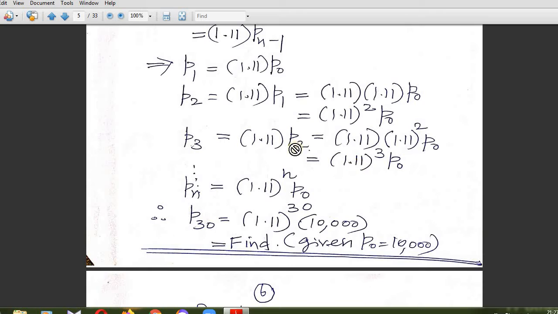If we go like that, then Pn would be equal to 1.11 to the power n into P0. P2 is 1.11 squared into P0. P3 is 1.11 cubed into P0. If we go like this, we will have Pn equals 1.11 to the power n into P0, for the nth year.